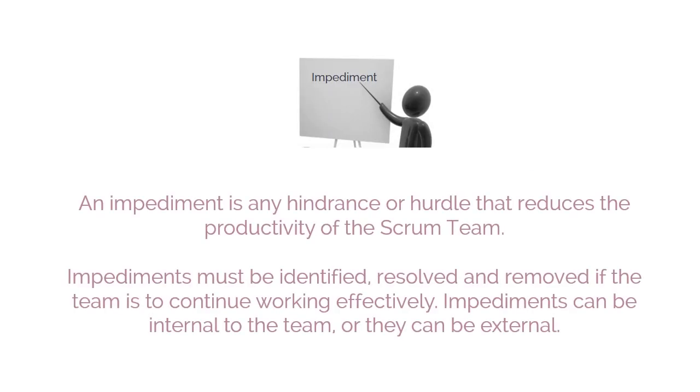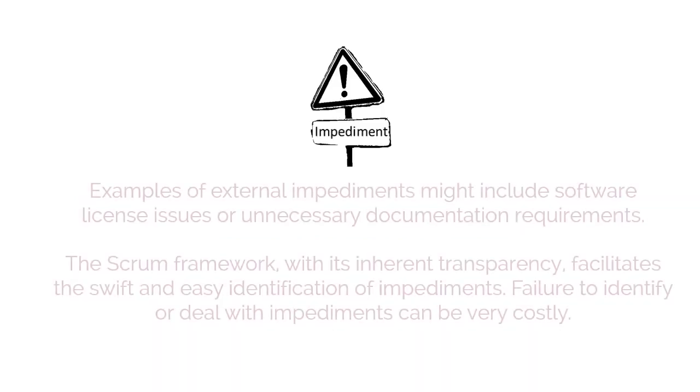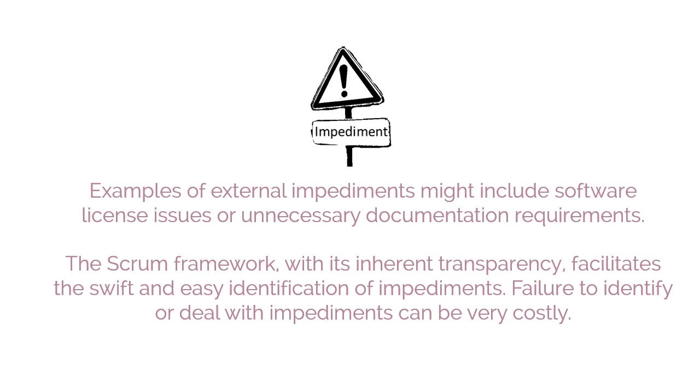According to the impediment log, any impediment is any hindrance or hurdle that reduces the productivity of the Scrum team. Impediments must be identified, resolved, and removed if the team is to continue working effectively. Impediments can be internal to the team, such as inefficient workflow or lack of communication, or they can be external. Examples of external impediments might include software license issues or unnecessary documentation requirements.